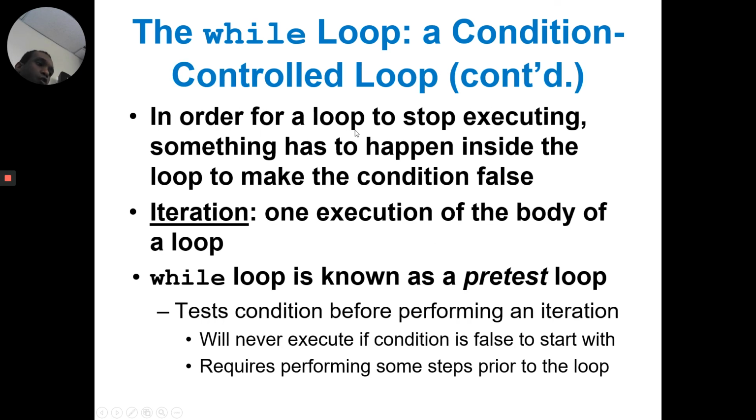So in order for a loop to stop executing, something has to happen inside the loop to make the condition false. Iteration is one execution of the body of the loop. The while loop is known as a pre-test loop: it tests the condition before performing an iteration, meaning that you make sure you actually get paid. It will never execute if the condition is false. You don't get the food. To start with, it requires performing some steps prior to the loop.